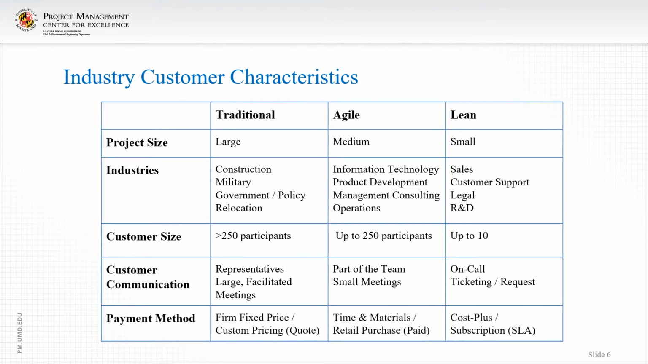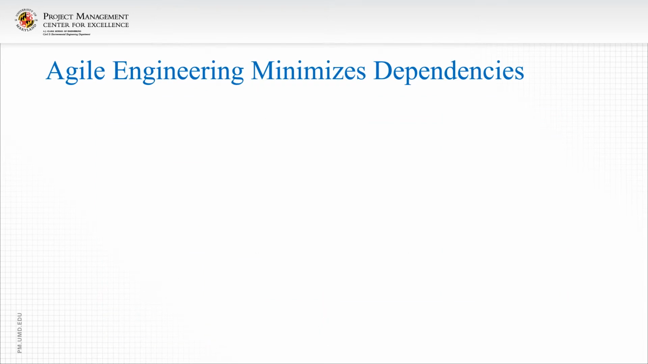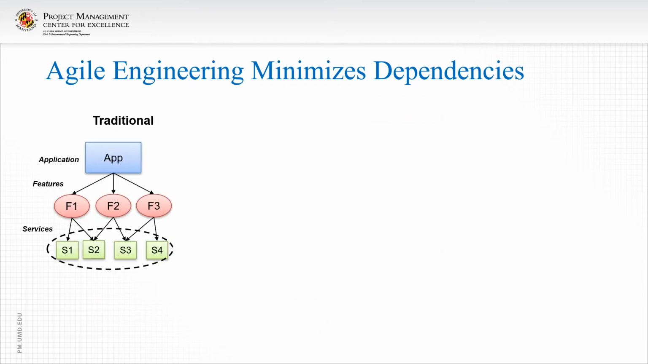And then in terms of the payment methods, when it comes to lean, you usually get paid in a cost plus or subscription manner. With Agile, we typically see time and materials or paid purchases. And then when it comes to traditional, we typically see quotes because it's a very large, expensive project that is very unique.